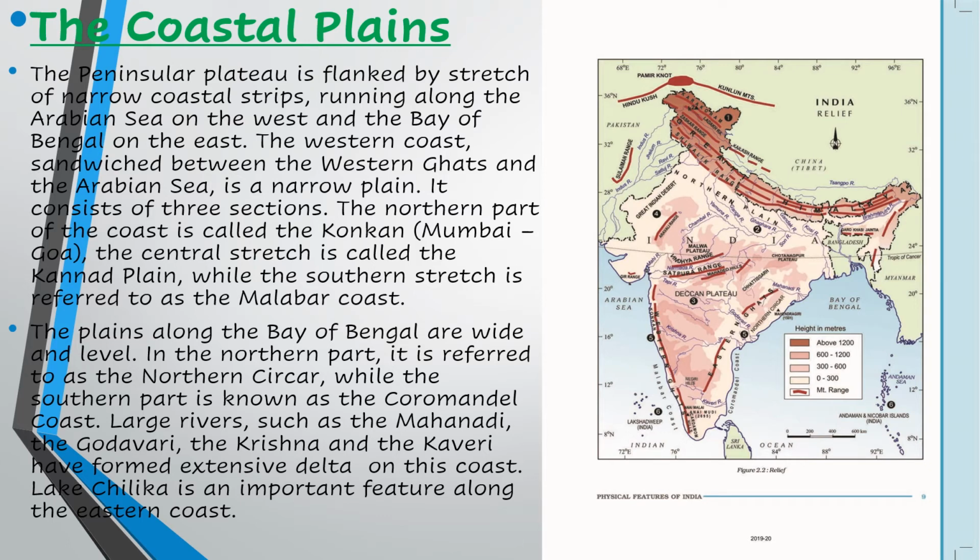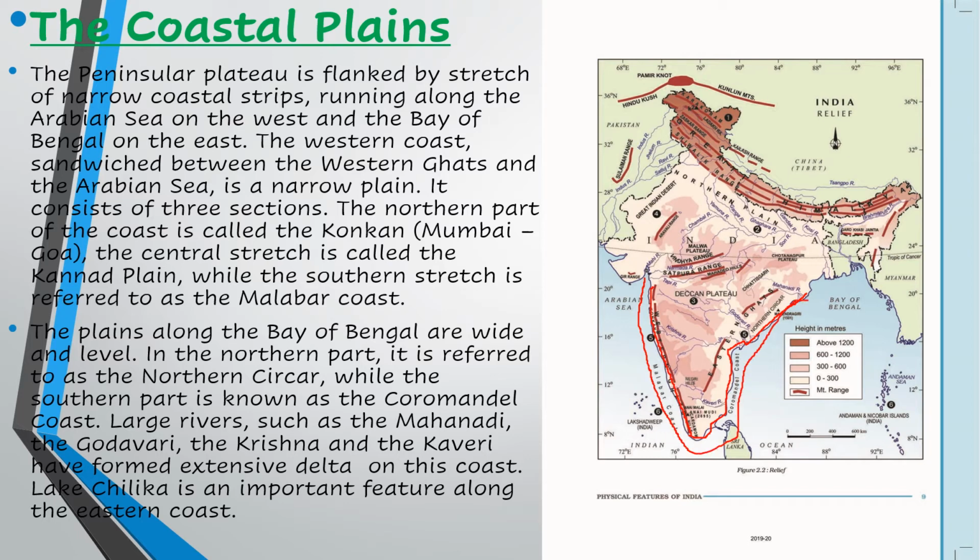So going ahead with the coastal plains. Coastal plains is the area you find over here, between the Western Ghats and the Eastern Ghats. This is known as the coastal plains. The peninsular plateau is flanked by a stretch of narrow coastal strips. This is the narrow coastal strips, children.